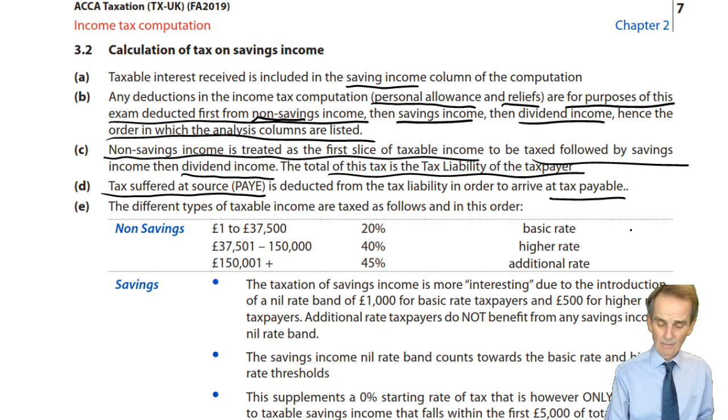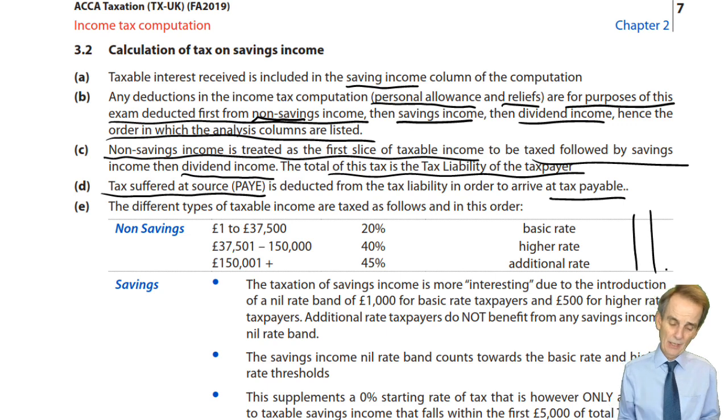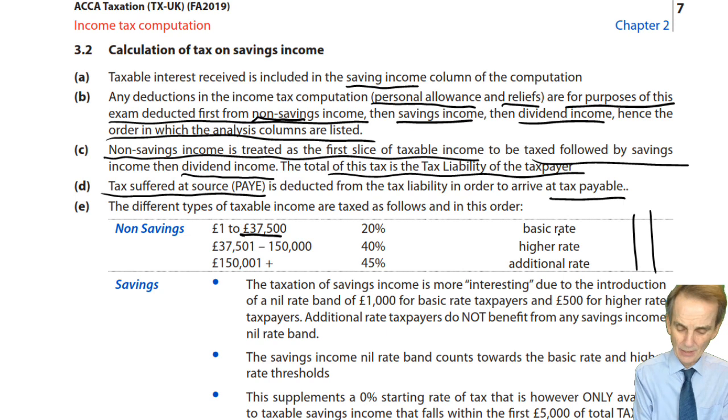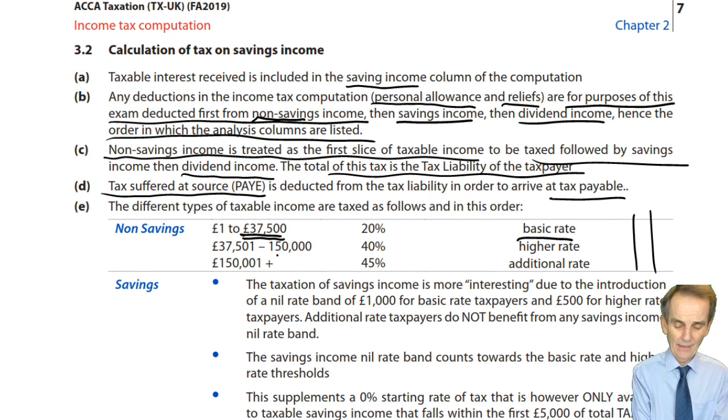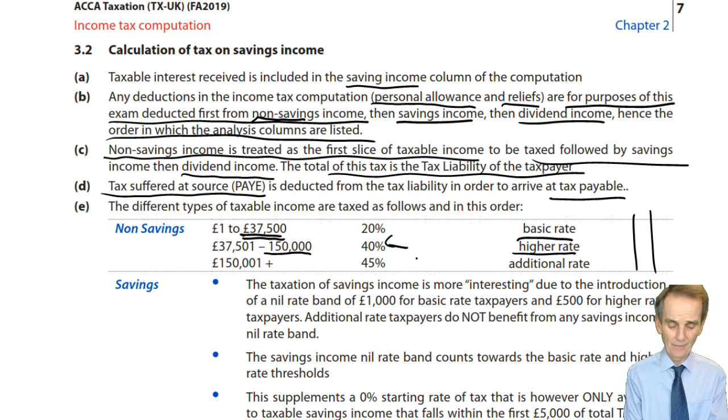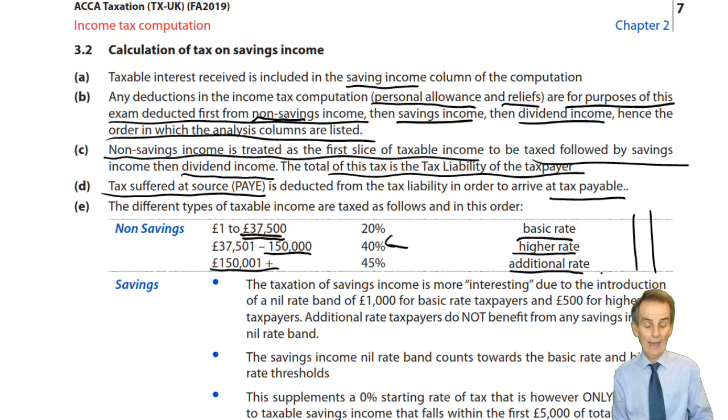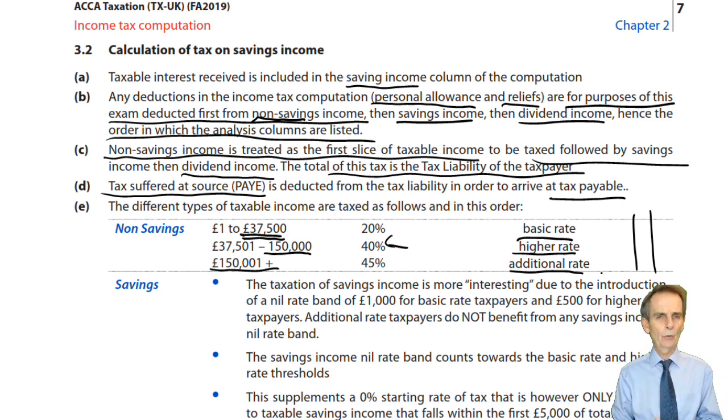We also know that we have basic rate, higher rate and additional rate, and we know the bands. We have a basic rate band limit of £37,500. Go above £37,500 and then up to £150,000 is higher rate, and that is indeed the much higher rate of 40%, and any taxable income above £150,000 is in the additional rate band, and that is 45%.